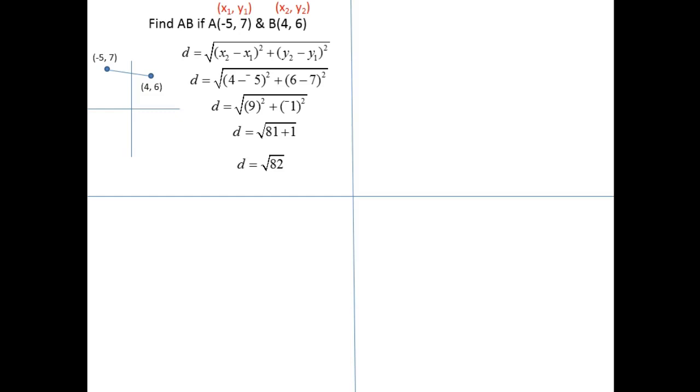Yes, sir. We did simplify it during the tree. I just didn't write it down. It's 2 times 41, but those are 2 prime numbers. There are no pairs. You're done.